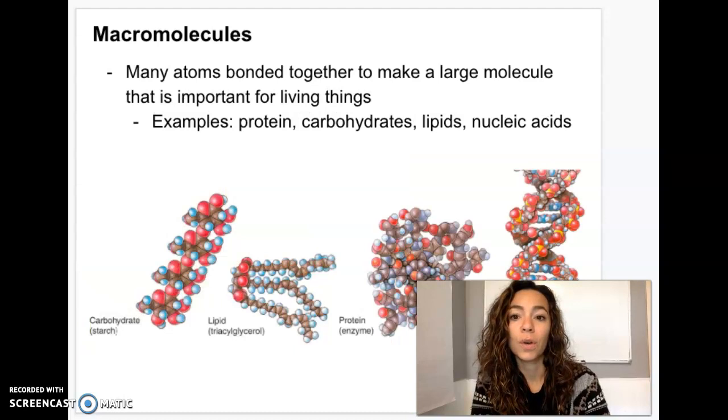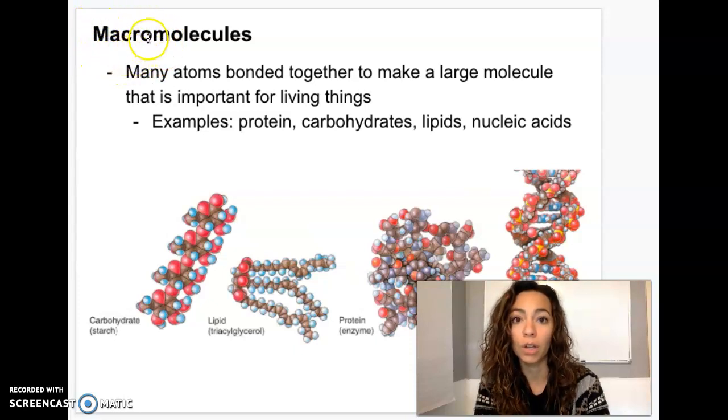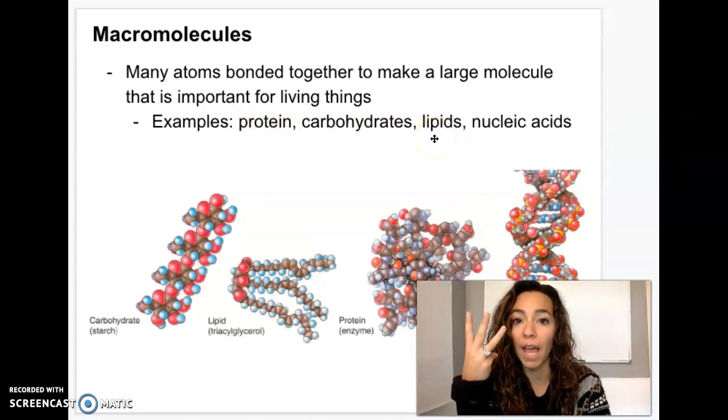Okay, so macromolecules or biomolecules, as we can refer to them. Macro means big, large, right? So these are large molecules that we're talking about. And macromolecules are many atoms bonded together to make a large molecule that is important for living things. So we'll be talking about protein, carbohydrates, lipids or fats, and nucleic acids. Those are the four essential biomolecules for living things.